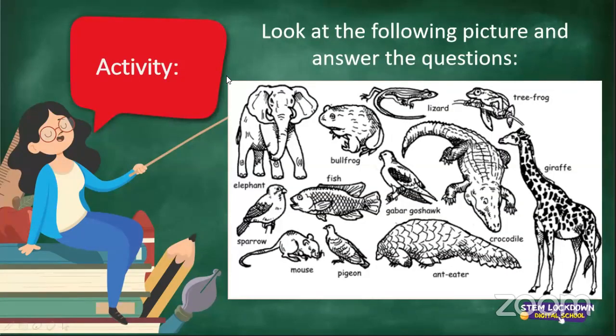Now, look at the following picture and then we are going to answer some questions. If we look in this picture, let's quickly look at the animals that we see here. This is an elephant, we have a bullfrog, a lizard, a tree frog, which is much smaller than the bullfrog, a giraffe, a crocodile, an eagle, a hawk, a pigeon, a mouse, and a smaller bird, a sparrow.